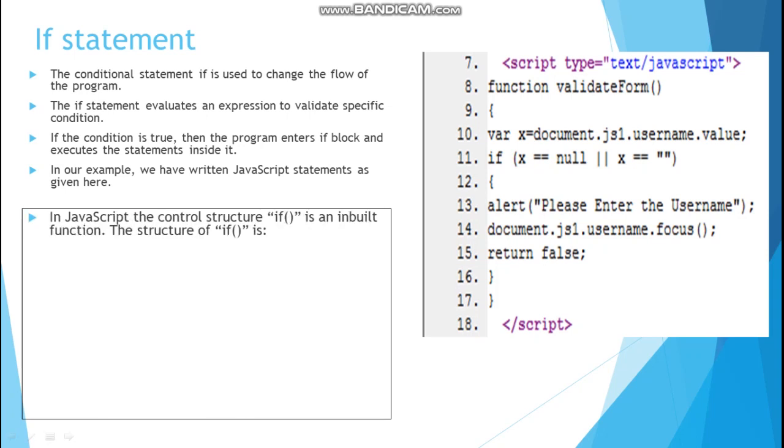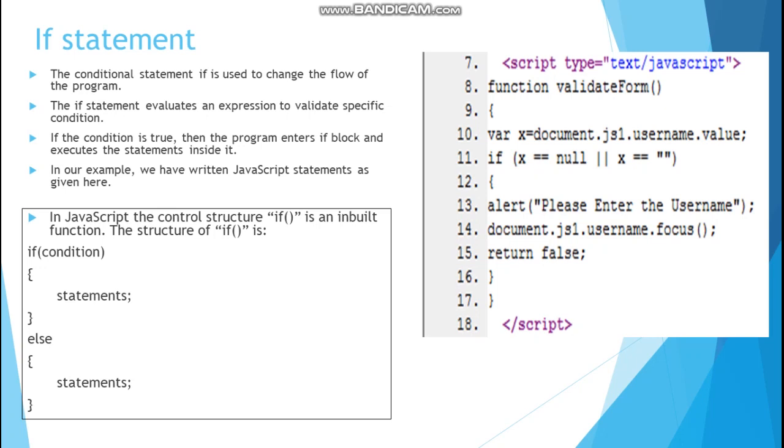So in JavaScript the control structure if is an inbuilt function. Here if is actually a function. The structure of if is: if, then inside round brackets we can write the condition. Remember, while using if you do not have to give a semicolon at the end. Then curly bracket, then we can write statements, curly bracket over, then the else part, then again curly bracket, again statements, and then curly bracket over.